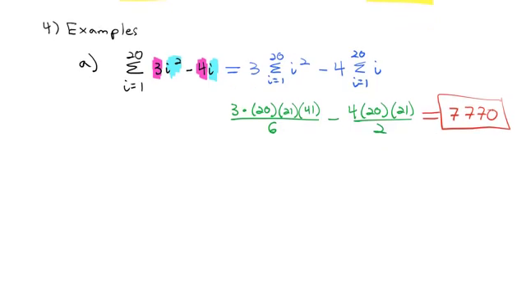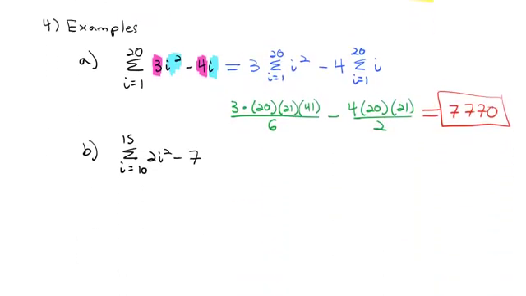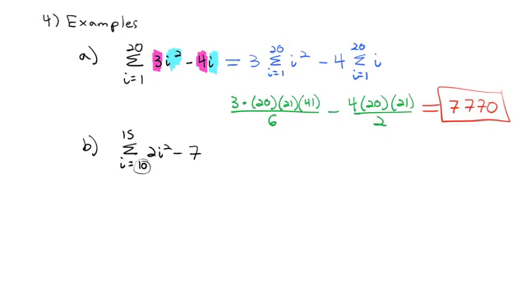Let's do one more example before we get away from these sums. Let's find the sum as i goes from 10 to 15 of 2i squared minus 7. Now, our properties have a starting number of 1. They always start with 1. But the problem we're looking at here does not start with 1. This one starts at 10. So what we're going to do is look at the sum to 15 and then subtract off the ones we don't want, 1 through 9, because we want to start at 10.